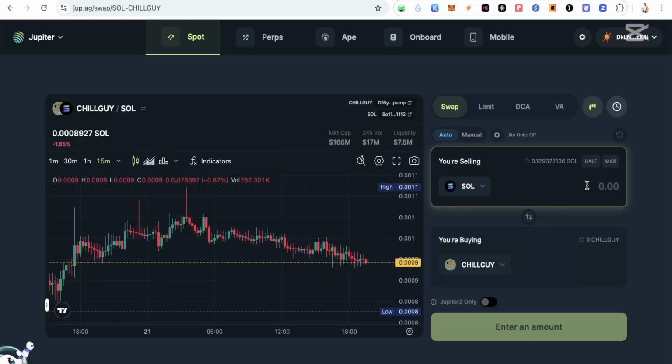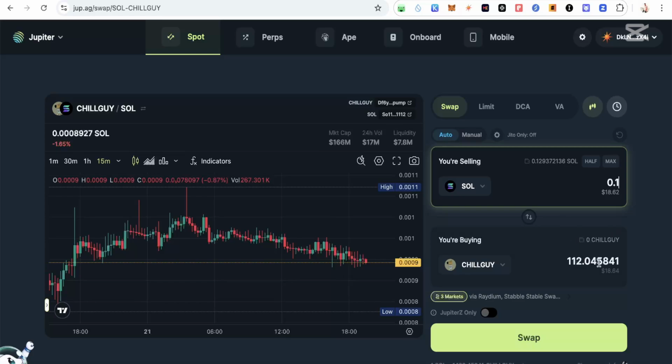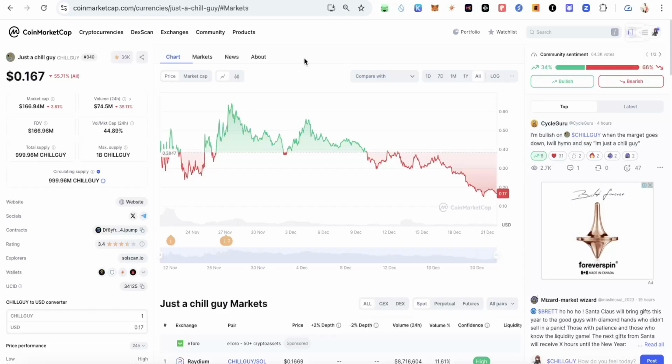Now let's say if I want to go ahead and swap 0.1 Sol for Chillguy, it will calculate the best exchange rate, and as per the current exchange rate, I will be getting this amount of Chillguy meme coins. So once you click on swap, within 5 to 10 seconds your order would be executed, and then you would be getting this meme coin in your Solana wallet. Please note that you will need to have some Sol in your wallet in order to pay for the gas fees. So it is this simple to go ahead and buy this Chillguy meme coin.